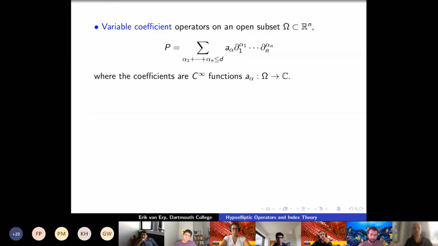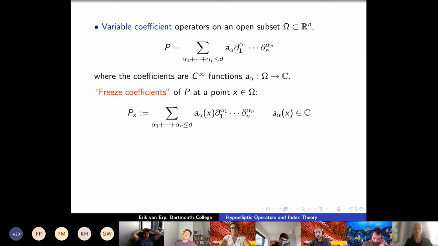All right, what about variable coefficient operators? Because we want to move to manifolds, where it doesn't make any sense to talk about constant coefficient operators. So I use the same notation. You just have to now imagine the coefficients are smooth functions instead of numbers. What you do is you freeze the coefficients at a point. Let's say you have an open subset of Rn. You just evaluate the coefficients at that point, and now you get a constant coefficient operator.